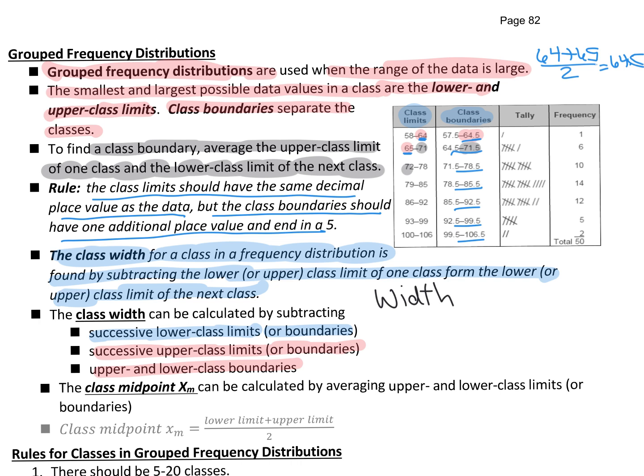I'm going to do it the easiest way I know how. We could just do the successive lower class limits or boundaries, which would be 100 minus 93, which would give me 7. Or I could do the upper successive. So this would be the upper 106 minus 99, which would give me 7. Or I could do 106.5 minus 99.5, which would also give me 7. Regardless, I end up with 7, all right?